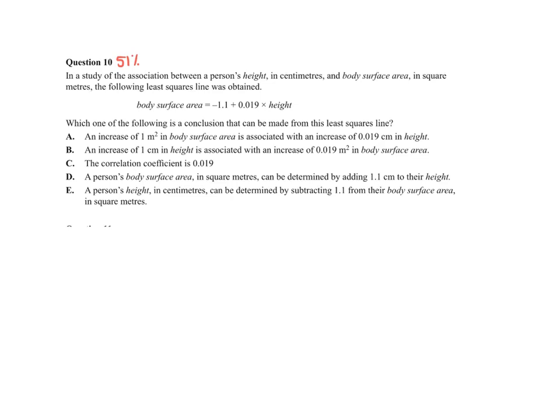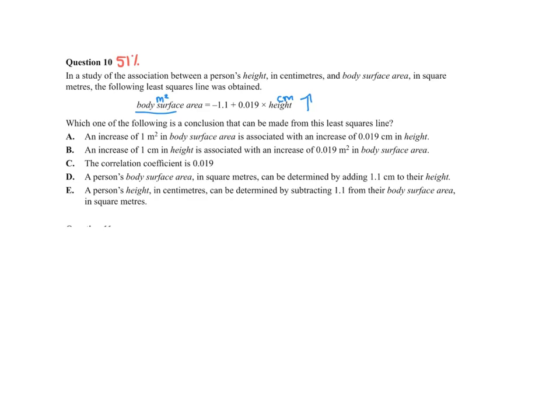In a study of association between a person's height and the body surface area, they're measuring body surface area in square meters and height in centimeters. They've given you this equation. Which of the following is a conclusion that can be made from the least squares rule? Right. So when they say an increase in 1 meter of body surface area, that means they're increasing that. That wording, we don't ever see that. We always talk about if we increase height, what happens to body surface. And if you have a look, that's in the second one.